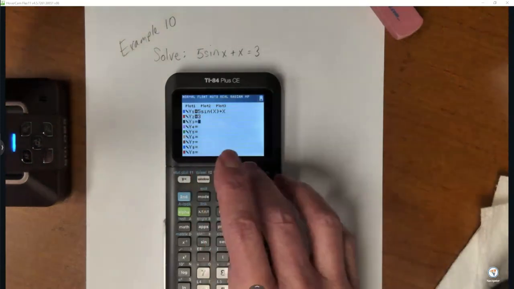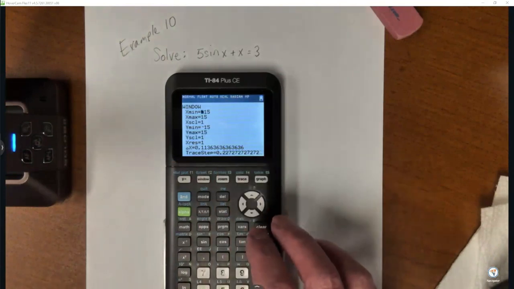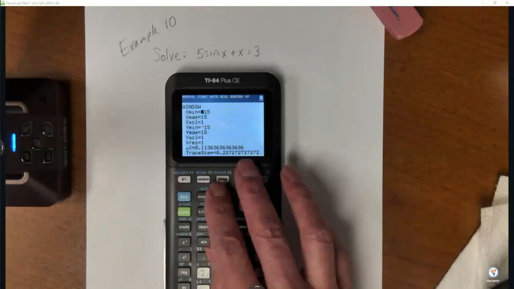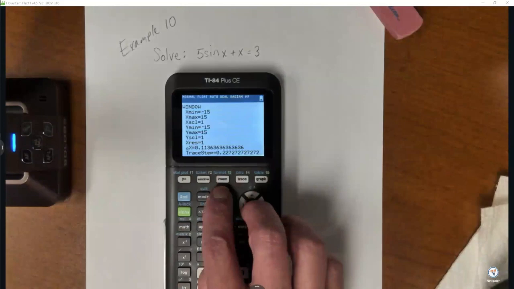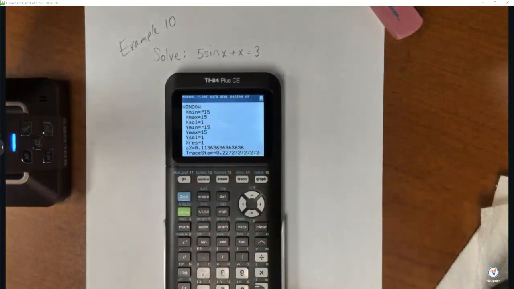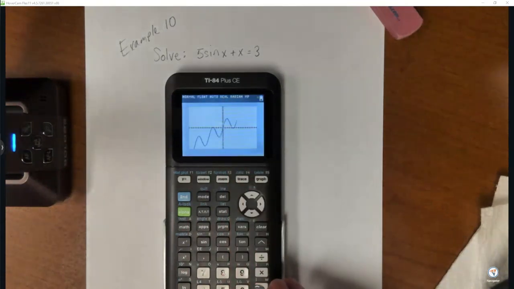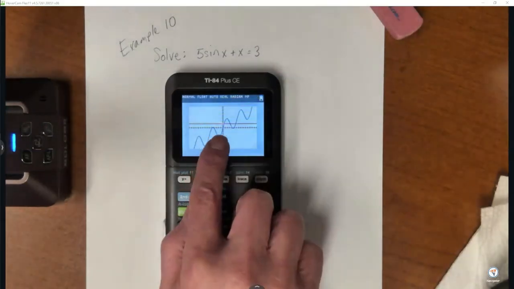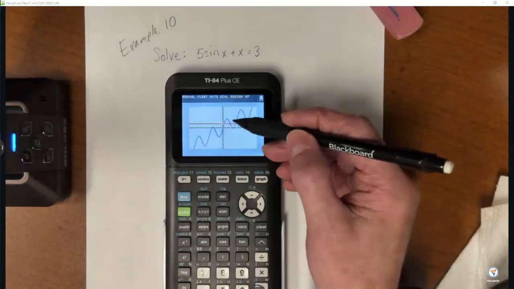Now, I want the window, the default window would be from -10 to 10 in both x and y. I want to give it a little more buffer space, so I've changed my window. So if you go to your window, you can make that -15 to 15 for both x and y. And then when we hit graph, there's our sine function. And we can see the horizontal line is only going to cross through it. They're only going to be equal in these 3 places.